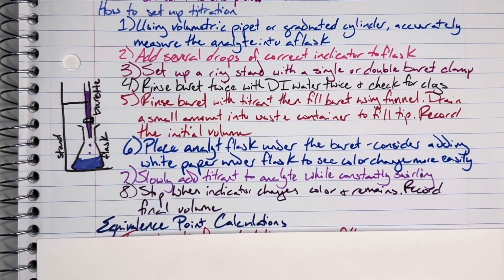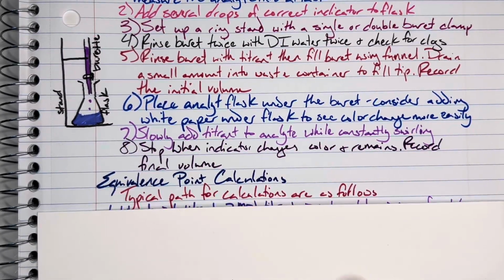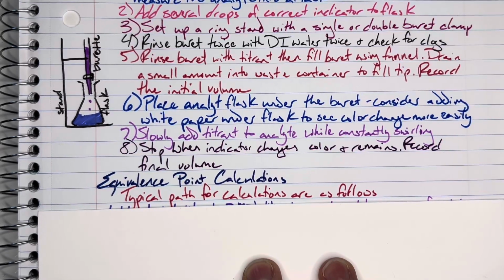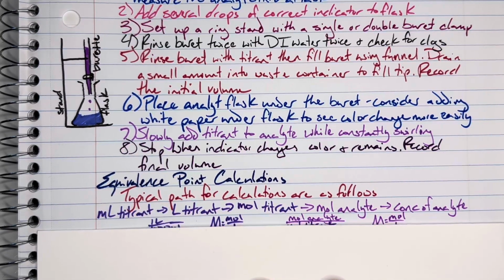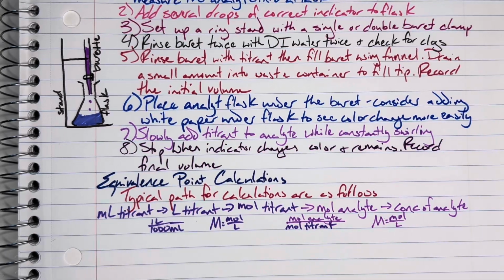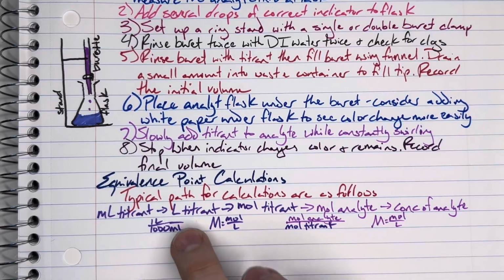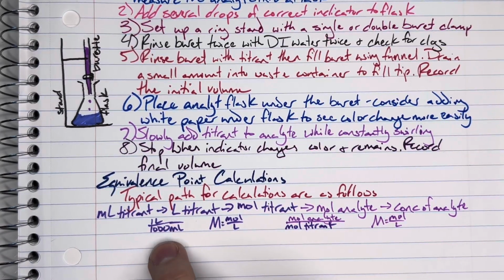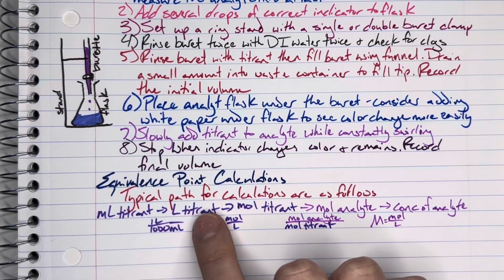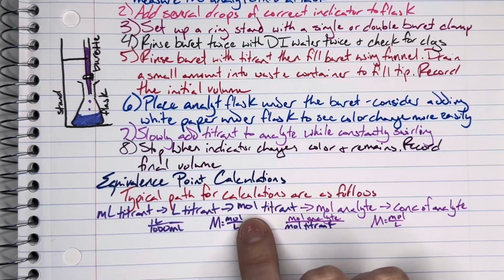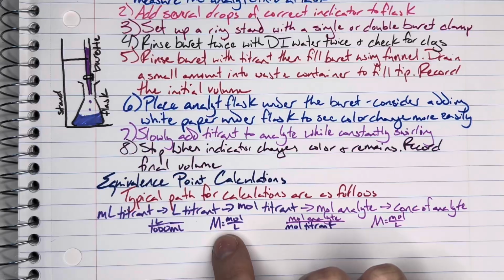For equivalence point calculations, the typical path for calculations is as follows. You will go from the volume of the titrant, which is typically going to be measured in milliliters, to liters of the titrant, utilizing the conversion between liters and milliliters. Once you're in liters of the titrant, you can go ahead and get to moles of the titrant, utilizing the concentration of the known titrant.